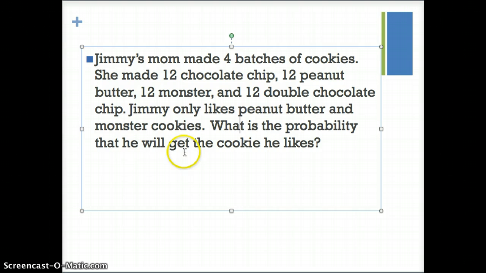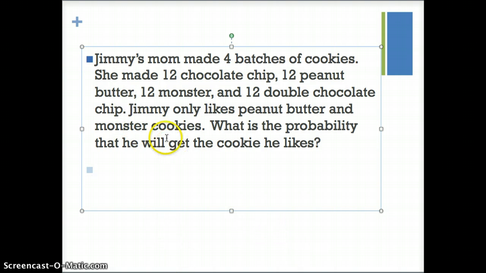Since Jimmy only likes peanut butter and Monster, that will go on the numerator. So we will have 24 out of the total number of cookies, which was 48. So what is the probability that he will get the cookie he likes? The probability of Jimmy getting the cookie that he likes is 24 out of 48.